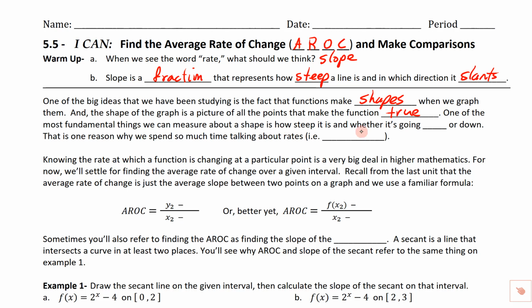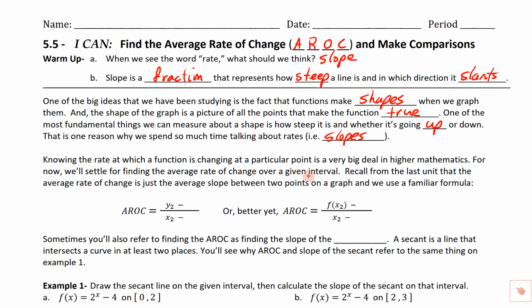Now, one of the most fundamental things that we can measure about the shape of a graph is how steep it is and whether it's going up or down. And we've talked about increasing and decreasing and stuff like that. And that's one of the reasons why we spend so much time talking about rates. And remember, if somebody says rates, we're going to think slopes automatically. Now, knowing the rate at which a function is changing at a particular point, that is a really big deal in higher mathematics. But for right now, what we're going to settle for is finding the average rate, or in other words, the average slope, over a given interval.